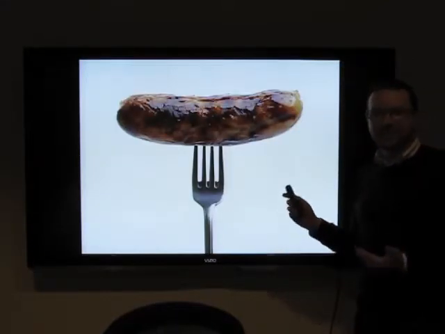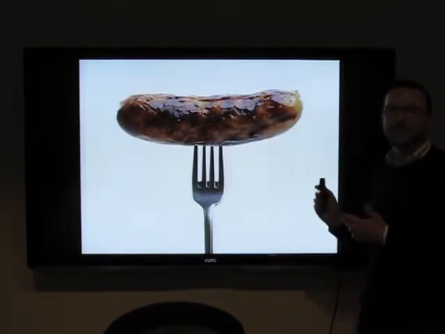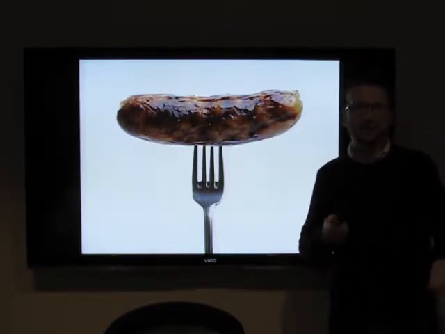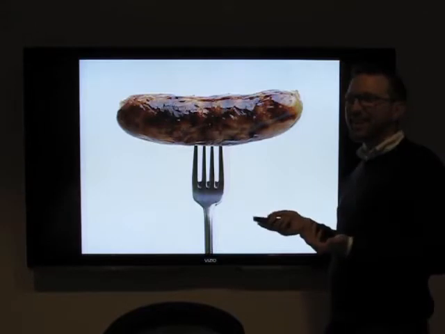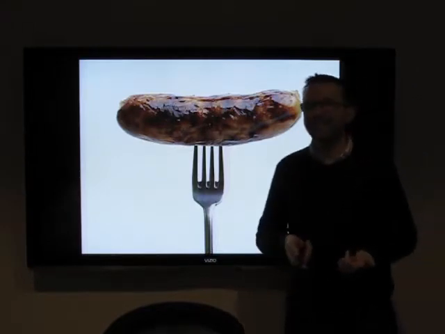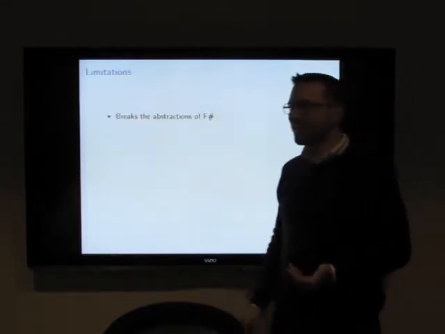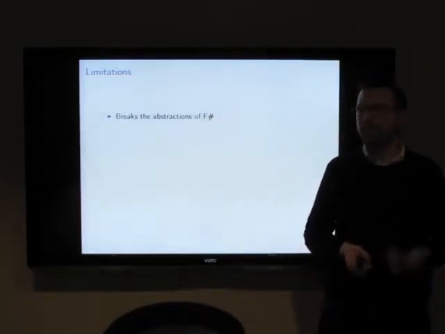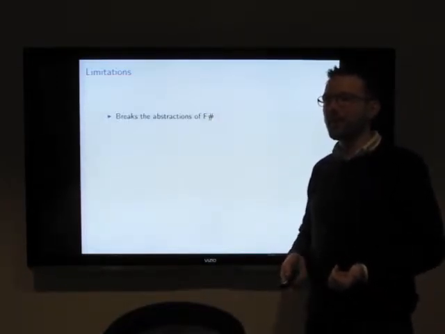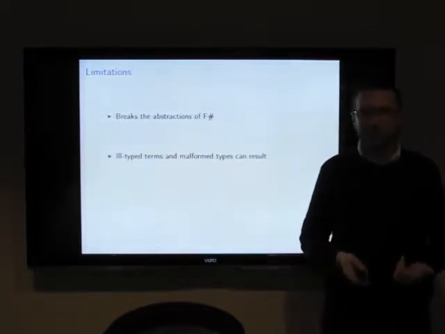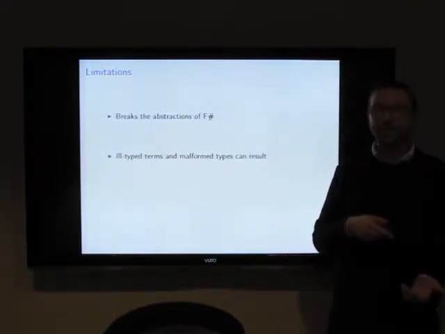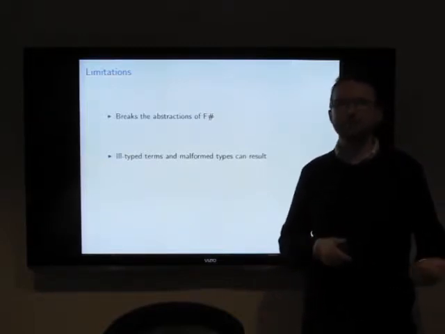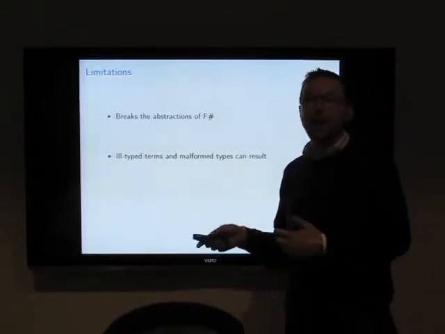But it's a bit like a sausage. I mean, as delicious as it may seem, the insides are a little bit gross. There's all this DLL and code generation, and what's going on here, right? So it's got some issues. You're breaking the fundamental abstractions of your programming language every time you do code generation. You might even generate ill-typed terms. You might generate malformed types. I mean, you could generate a class that inherits from itself using this feature. And it'll get caught later on in the process.